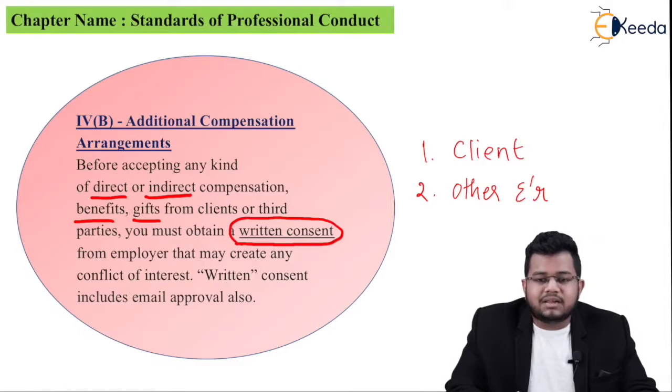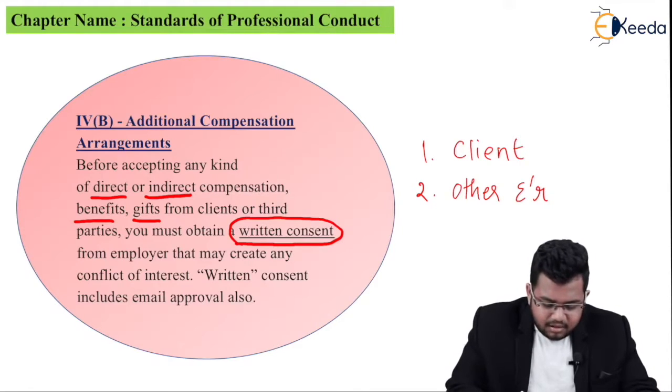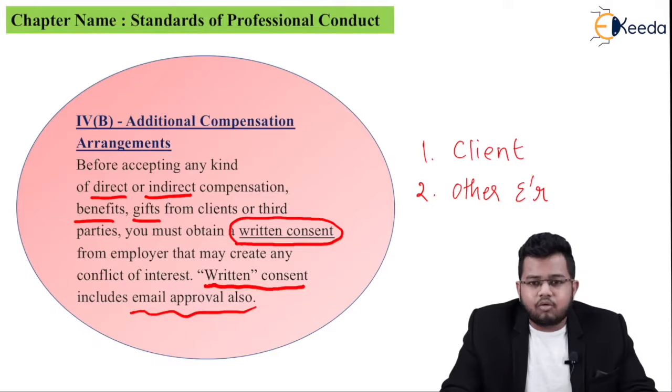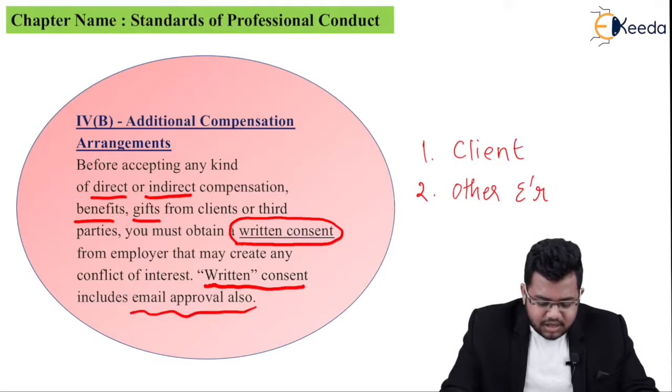Meaning, if someone else is paying it to you, then there can be a conflict. You might lose your independence. So therefore, you need a written consent. And the last line says written consent includes email approval also. Basically type किया हुआ भी चलेगा, written भी चलेगा, but not oral consent because then you cannot prove कि ये बुरा था या नहीं. So written consent चाहिए and email approval will do.